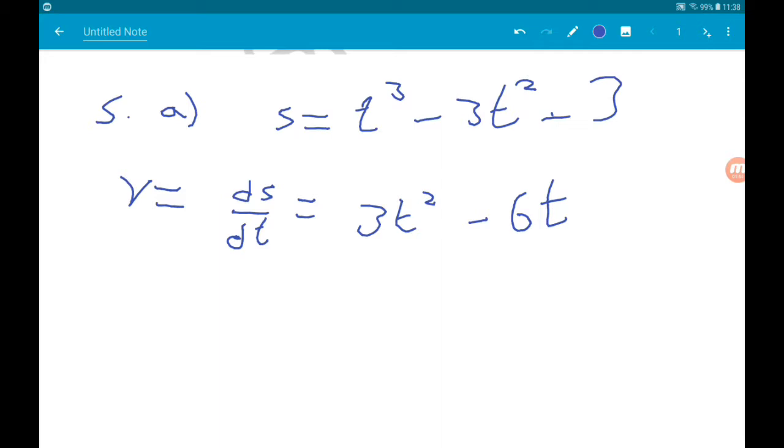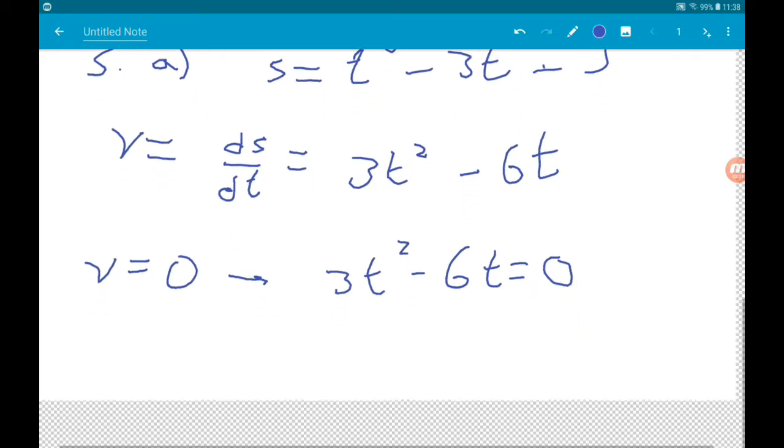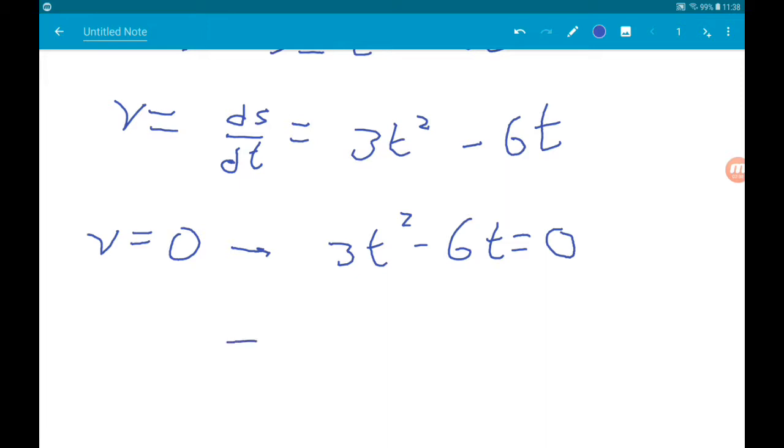Now we want the particle to have 0 velocity, so that means v is equal to 0. Now that means then 3t squared minus 6t is equal to 0. Now, it's very tempting to divide away the common factor of t. Don't do that though, because you lose a solution. Instead, factorize. So, we get t lots of 3t minus 6.